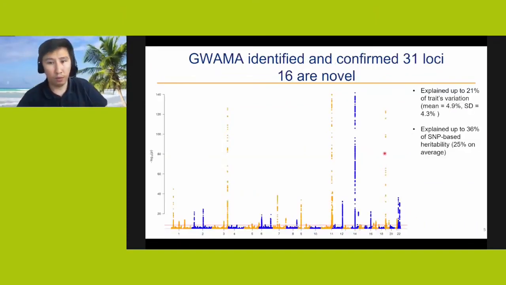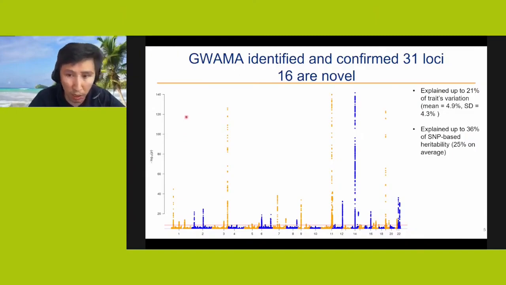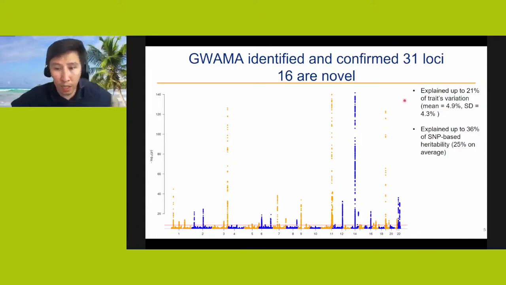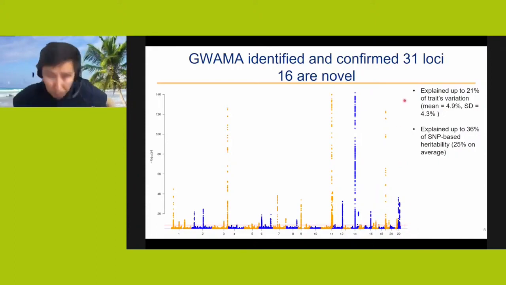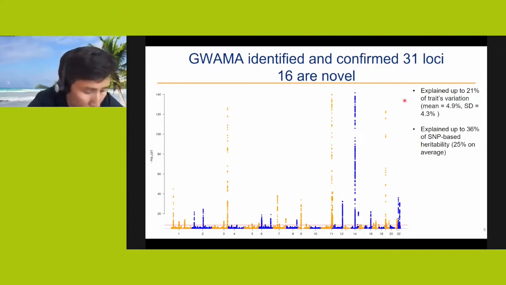So what have we got? In our meta-analysis, we identified and confirmed association of 31 loci. 16 of these loci are novel, so they have not been found in the total plasma N-glycome GWAS before. Overall, the found signals explained up to 21% of our traits' variation, which can be translated into up to 36% of SNP-based heritability explained.